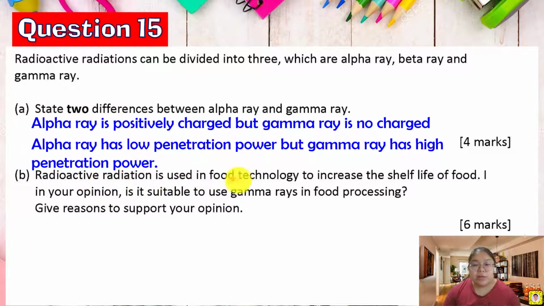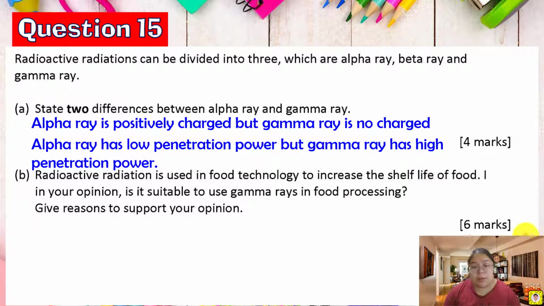Radioactive radiation is used in food technology to increase the shelf life of food. Okay, in your opinion, is it suitable to use gamma ray in food processing? Give a reason to support your opinion. You can say you support, or you can say you do not support, but you still need to give the reason.